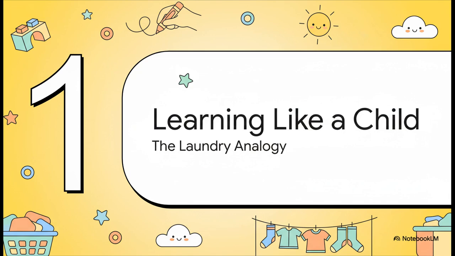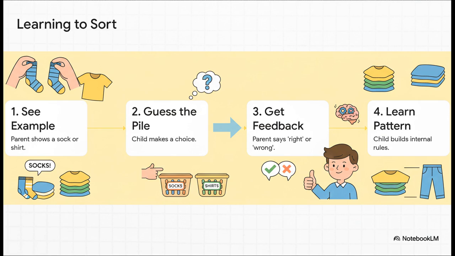All right, to really wrap our heads around this, let's forget about computers and algorithms for a second. The best way to get it is to think about how we first learned about the world, back when we were kids. So picture this. You're trying to teach a little kid how to sort the laundry. Now, you're not going to hand them a 20-page manual on the physics of a sock versus a t-shirt, right? No way. That would just be confusing. Instead, you just show them.